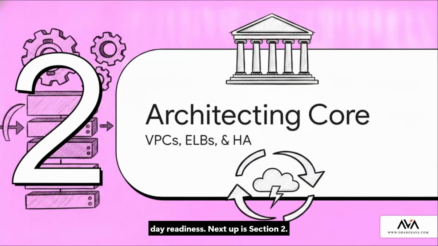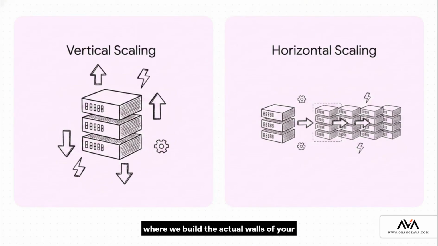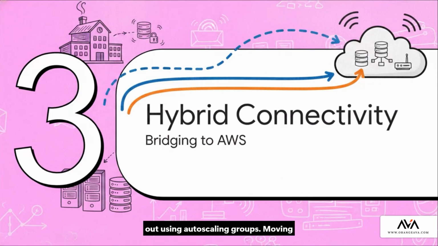Next up is Section 2, Architecting the Core Network, covering VPCs, ELBs, and high availability. This is where we build the actual walls of your environment, and you've got to master some tough architectural decisions. For instance, vertical scaling, which is scaling up or down by changing instance sizes, versus horizontal scaling, which means scaling out or in by adding or removing instances. The exam is going to test this relentlessly. You need to know exactly when a workload requires you to scale up versus when it demands you scale out using auto-scaling groups.